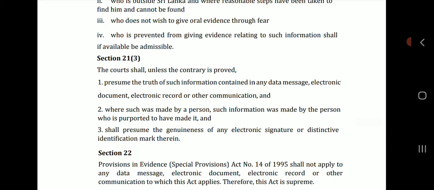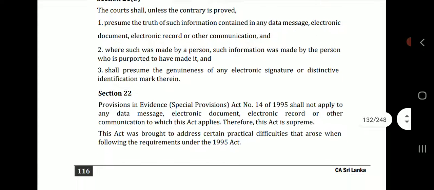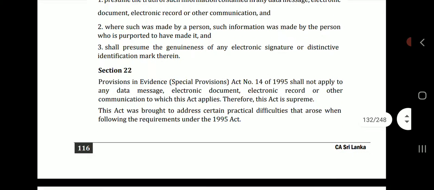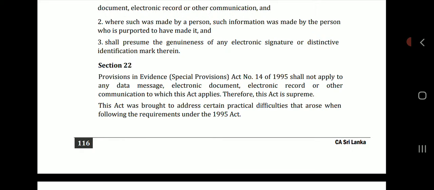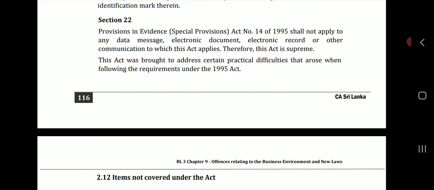Section 21 subsection 2 says the court shall, unless the contrary is provided, presume the truth of such information contained in any such data, message, electronic document, electronic record or other communication, and where it was made by a person, presume it was made by the person who purported to make it, and shall presume the genuineness of the electronic signature. So section 22 says that the provisions in the Evidence Special Provisions Act shall not apply to such data, message, electronic documents or communication. Therefore this act is supreme.